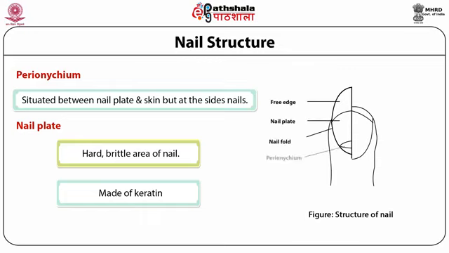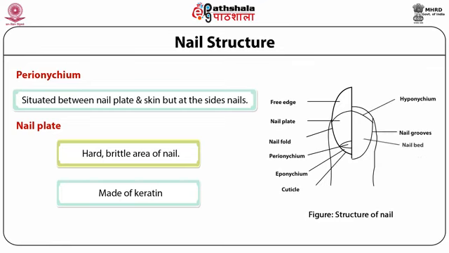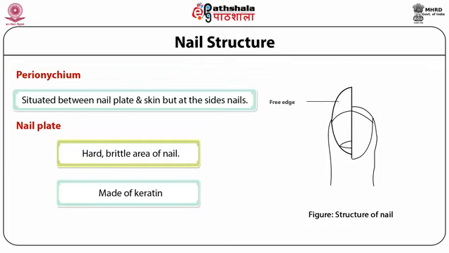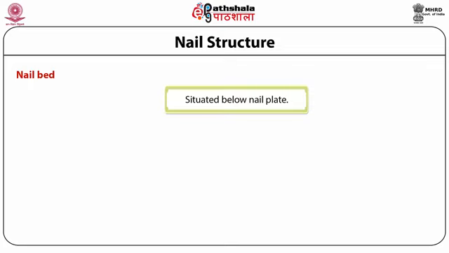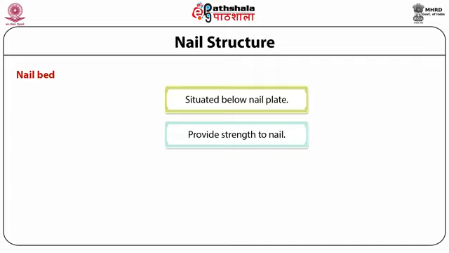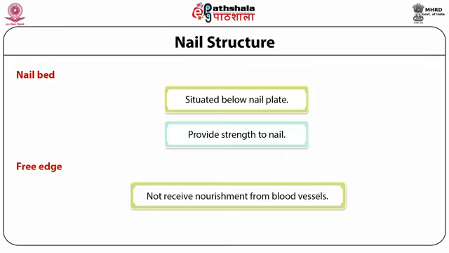The top of the nail plate has a smooth surface, whereas the bottom has grooves that assist the nail plate to be attached with the nail bed. The next part is the nail bed. It is situated beneath the nail plate. It is not an actual part of the nail, but it is a very important part for the growth of the nail. It provides strength to the nail. Then the free edge. It is the part of the nail which appears whitish. This part of the nail does not receive any nourishment from the blood vessels.